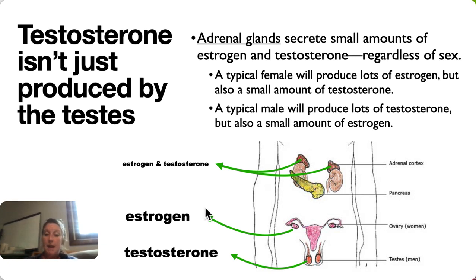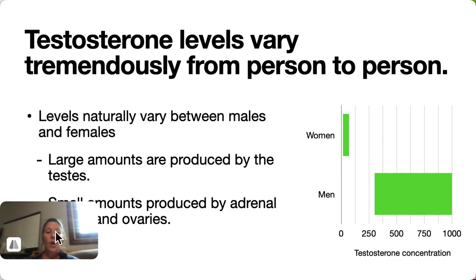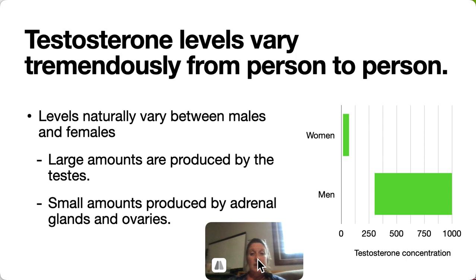So, typical female having ovaries would produce lots of estrogen, but also a little bit of testosterone. Typical male having testes would produce lots of testosterone, but also a little estrogen. Now, the other thing you need to know is that in adults, the level of testosterone varies tremendously from person to person. Now, women have a range of testosterone secretions coming from the adrenal glands that is a fairly small range. Men have a much wider range of testosterone secretion or testosterone production.